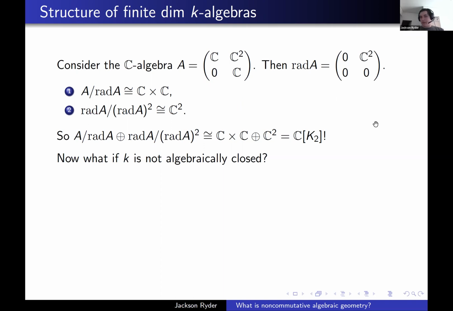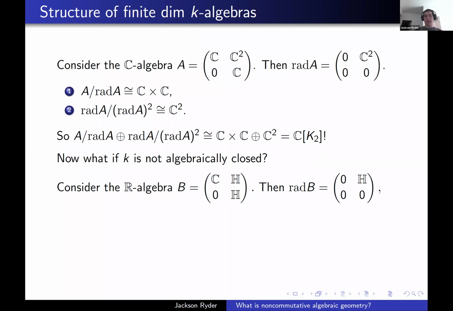But what if we're not algebraically closed now? So let's do the same thing, but now we've got this R algebra, where our diagonal is the complex numbers and the quaternions, and our upper entry here is also the quaternions. So if we do the same thing that we had before, we define this radical, which is again just the strictly upper triangular part. And let's look at B mod its radical. So again, we get the diagonal, which is just going to be C times H. And we take the radical mod its square. So now we get the quaternions, but as a complex numbers and quaternions bimodule. So we have a left complex action and we have a right quaternion action.